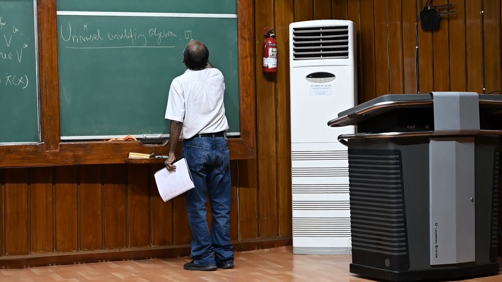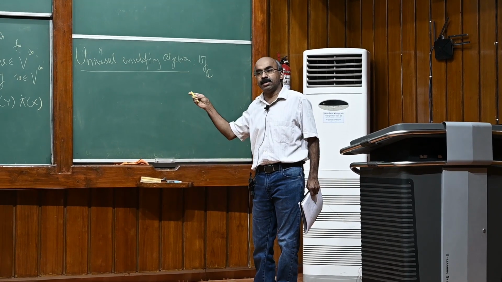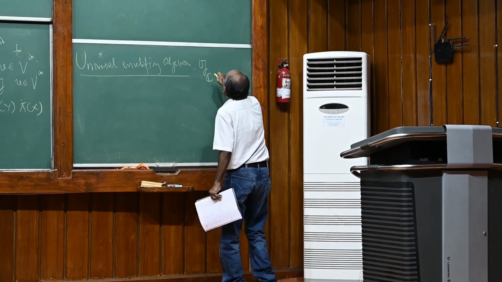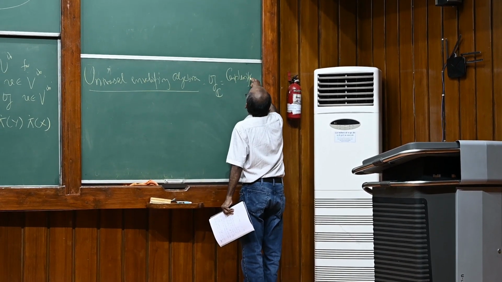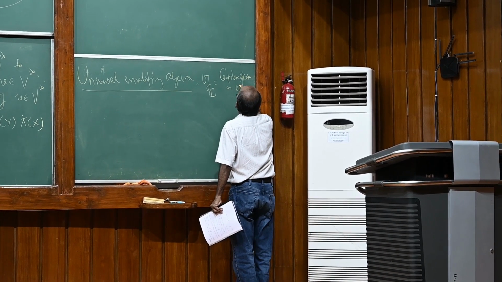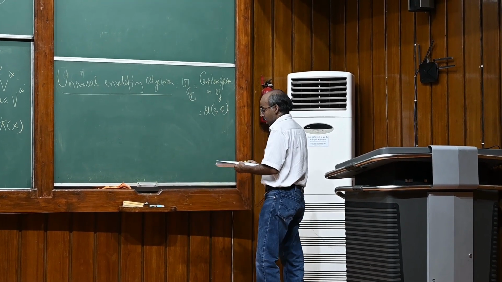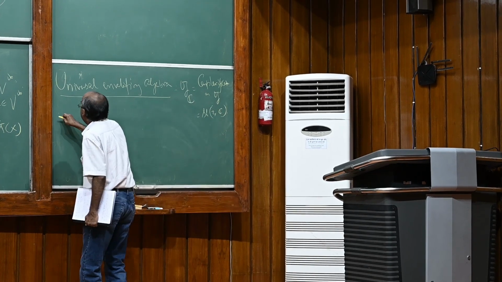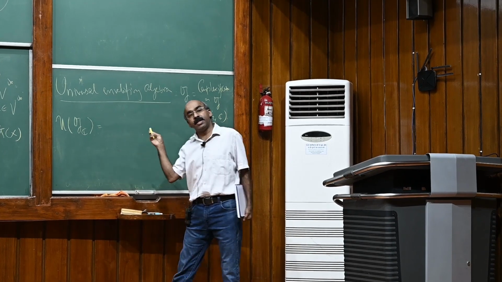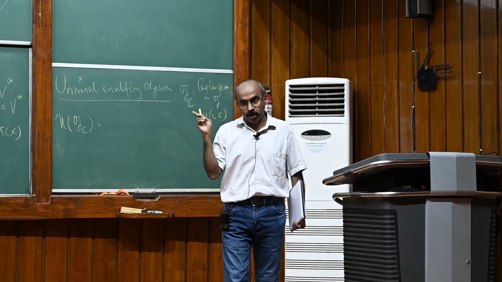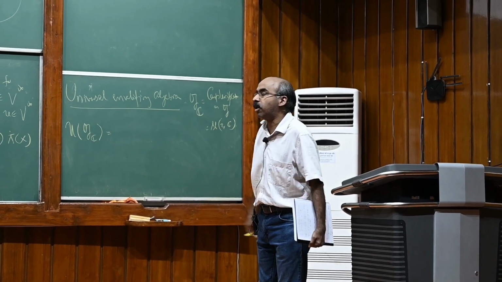So first start with G_C. G_C is the complexification of G. In our case, it's simply SL2C. The universal enveloping algebra is denoted by U of G_C. So this has a certain algebraic definition first, but we will not bother about that definition. We will think of them as left invariant differential operators on the group.